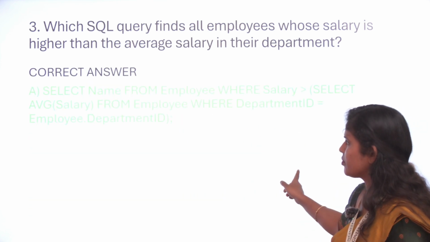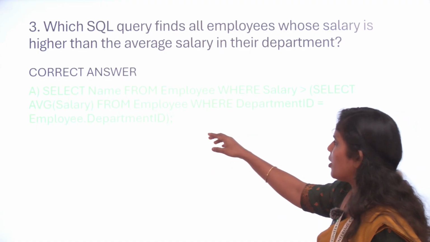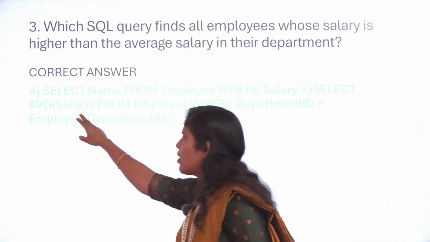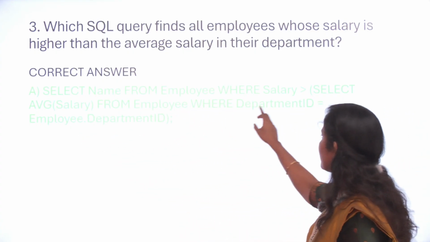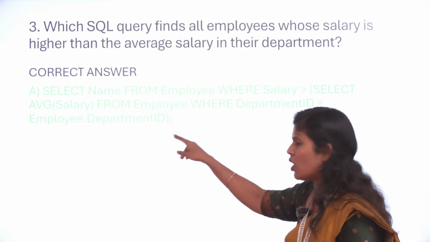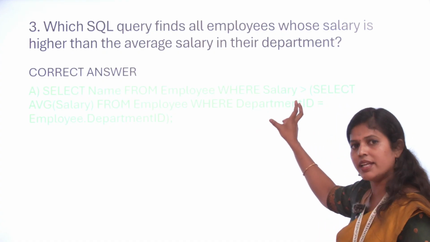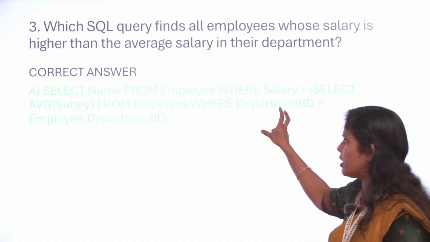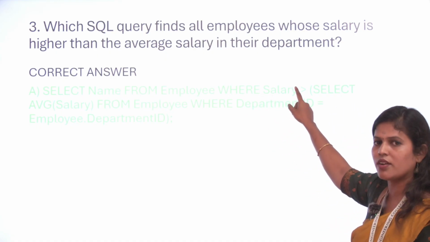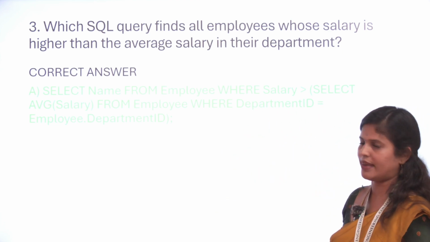So this A option is correct, because they have used two things. In the correlated subquery, they have mentioned the average salary from the employee table, where the department ID equals the respective employee dot department ID. And after finding the average salary, they have selected the salary which is greater than the average salary. So this is the correct option. A is the correct option.